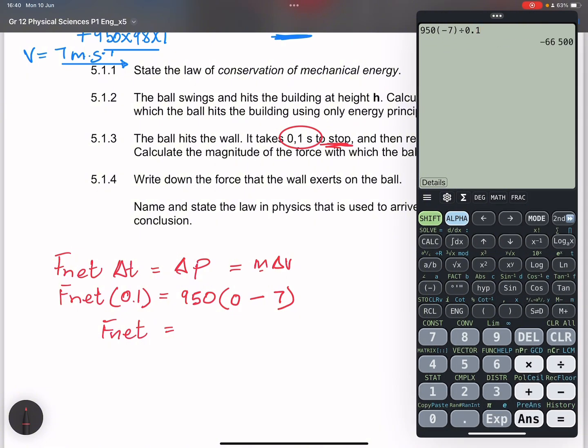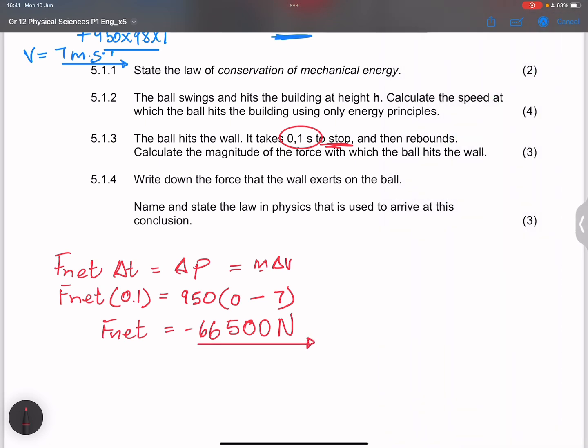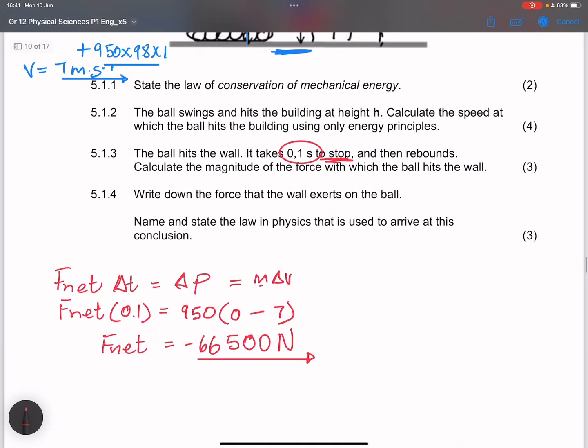So we get -66,500. Please don't mind that negative there. It's telling us that it was in the opposite direction, but we were interested in just the magnitude of it, so we are just interested in the fact that it's 66,500. So that's the force that the wall exerts on the ball.